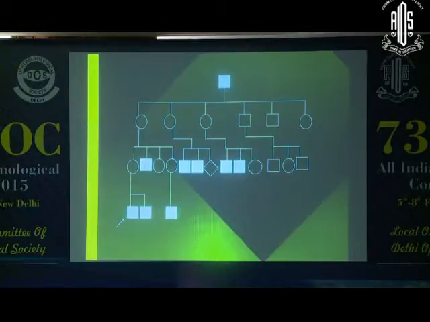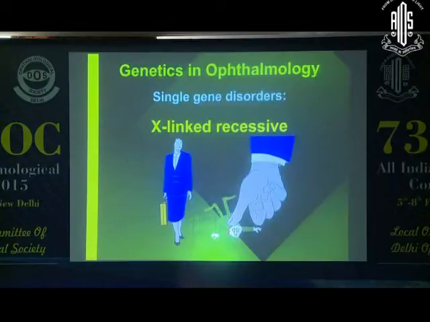Now this is a pedigree which can be mistaken for autosomal dominant inheritance, but this is classical X-linked recessive inheritance, where a person coming to you tells you that their maternal uncle is affected and their maternal grandfather is affected. That should indicate to you that it is X-linked recessive.